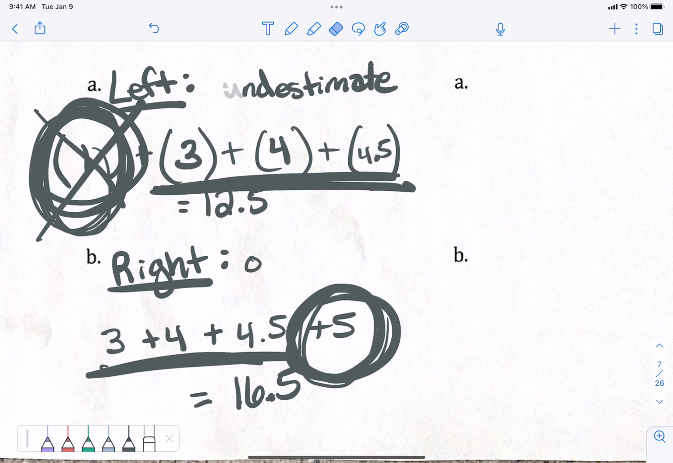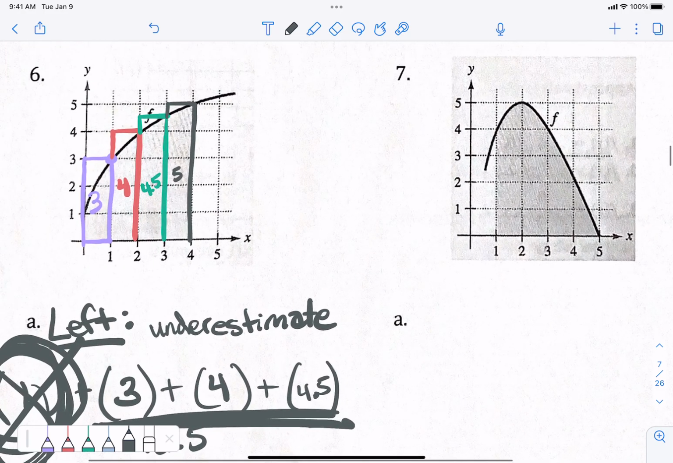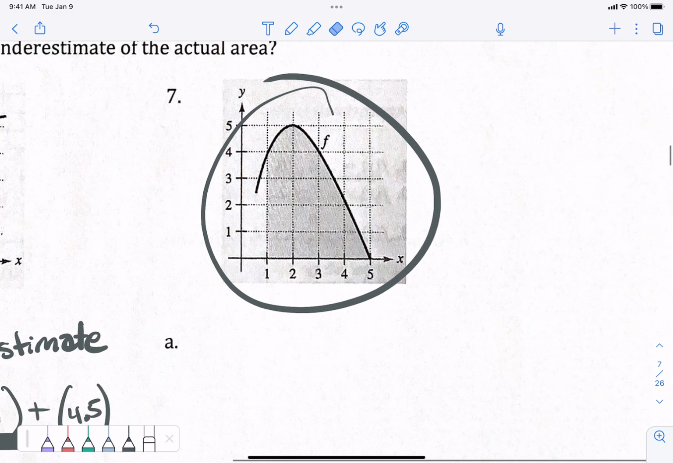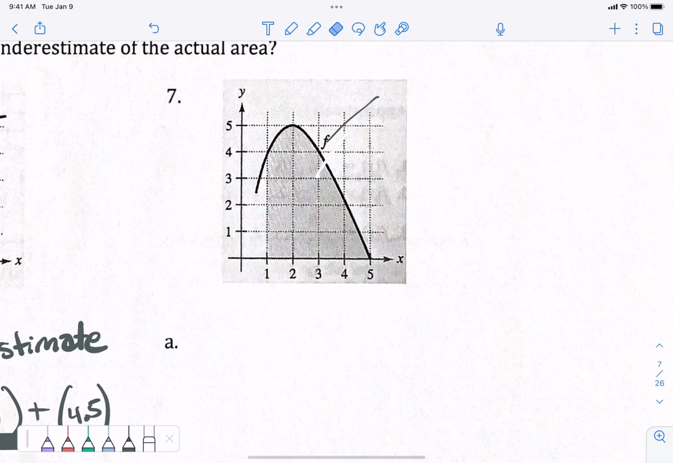I did not spell underestimate right? U-N-D-E-R, estimate, and overestimate. Okay, is it always true that your left will be an underestimate and your right will be an overestimate? Look at the next one. If your curve goes the other direction, like this one, it will look different, and actually this one will have part of it be over and part of it be under. Do you know what I'm talking about? Okay, so if we do the left side first.